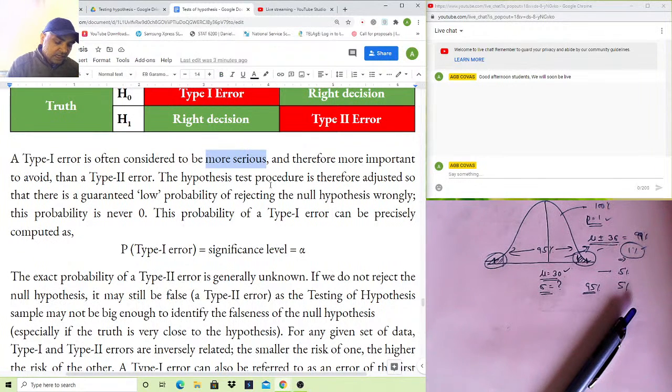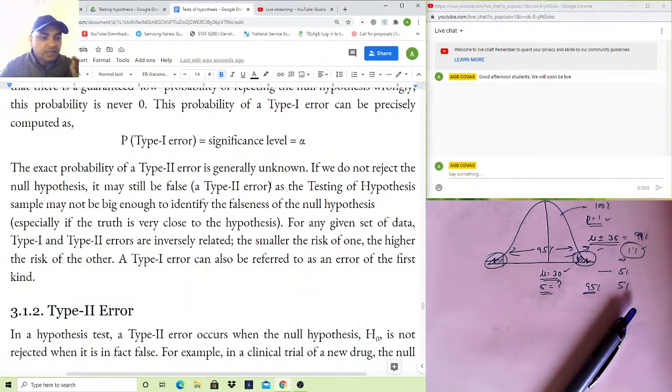Okay, so a type 1 error is often considered to be more serious, right? Type 1 errors are more serious and therefore more important to avoid than type 2 errors. So the hypothesis test procedure is adjusted so that there is a guaranteed low probability of rejecting the null hypothesis wrongly. This probability is never zero; we cannot make it zero. And this probability of type 1 error can be precisely computed: P(type 1 error) is equal to the significance level, which is alpha, which we have already seen.